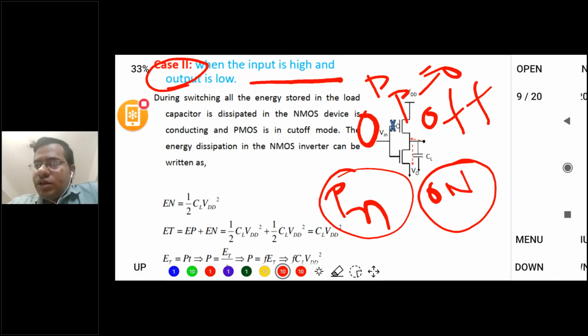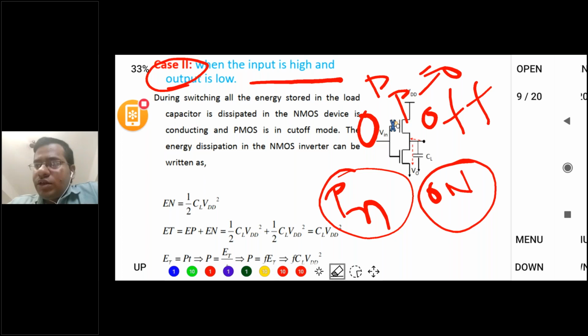So the previous value you calculated for PP in case 1 is not valid here. Here this value is different. This value is 0, but in the previous case PP had some value.